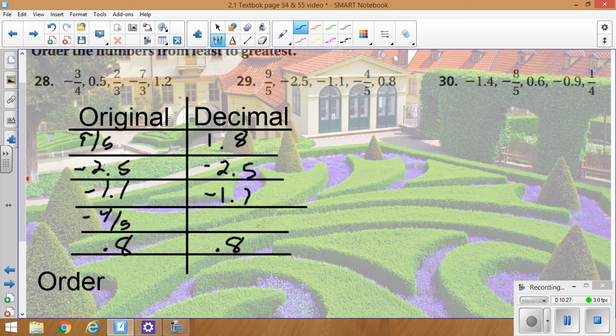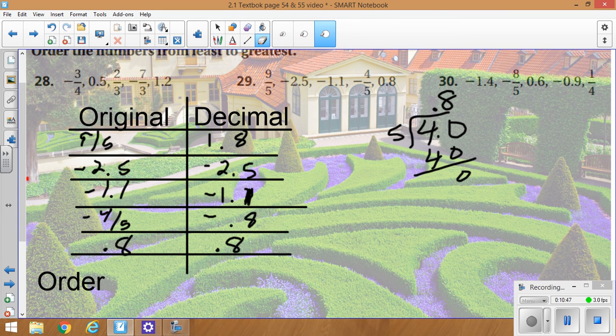Okay, and the last one we have is 4 divided by 5. 5 cannot go into 4, so add a 0. 8 times 5 is 40. 0 left over, decimal goes straight up. So negative 4 over 5 is negative 8/10. I'm going to erase the work to the right. Please pause if you need.